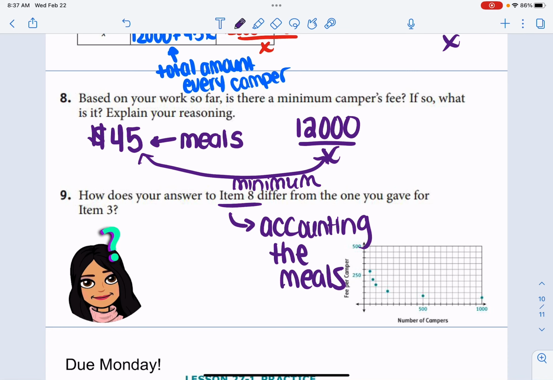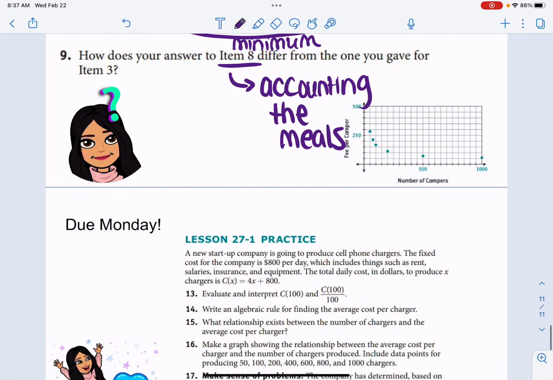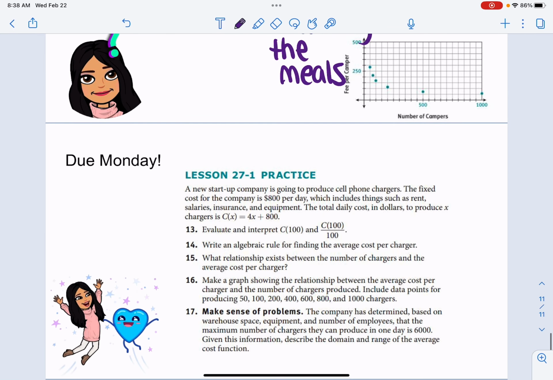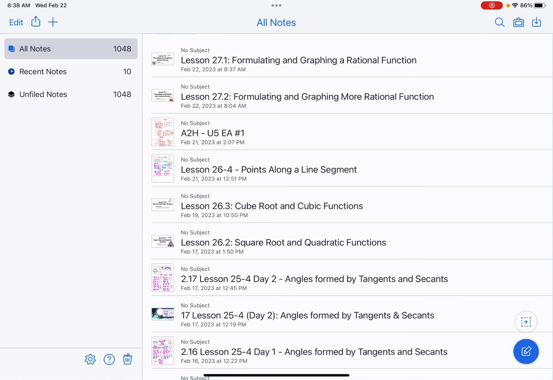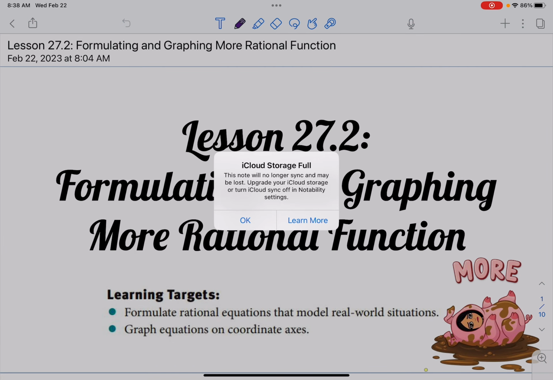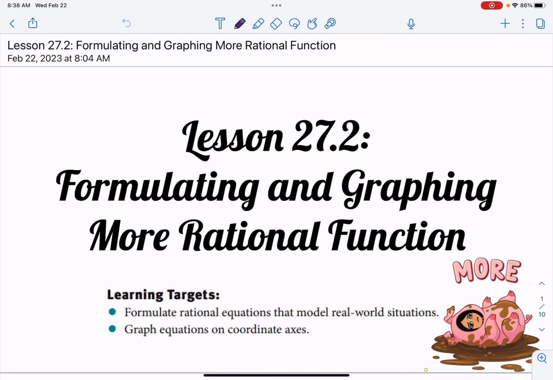If you want to stop this video now, these are the problems I'm going to ask you to do for Monday. I am going to check them in because I want to make sure you understand this. But if you want to pause or stop this video now, that's fine. This is due Monday, along with the next section we're going to do. All right, so if you want to move on to 27.2, we're going to continue with that.